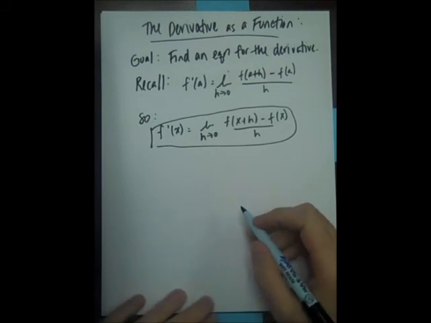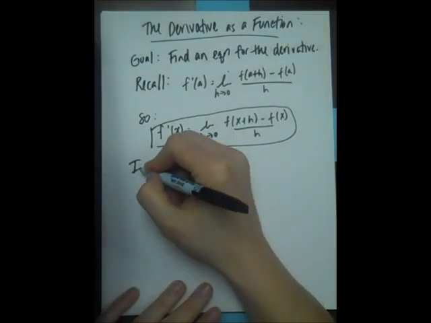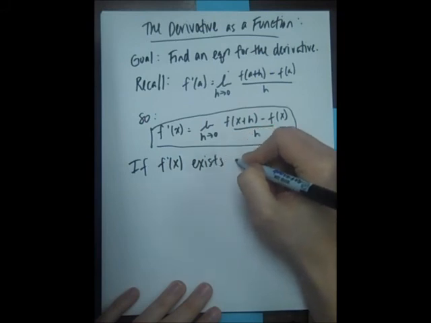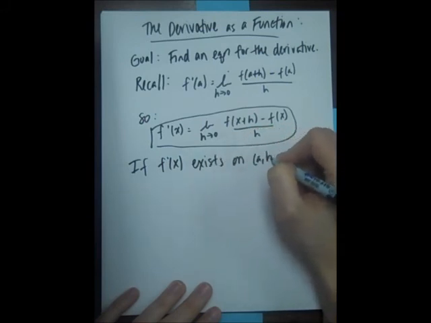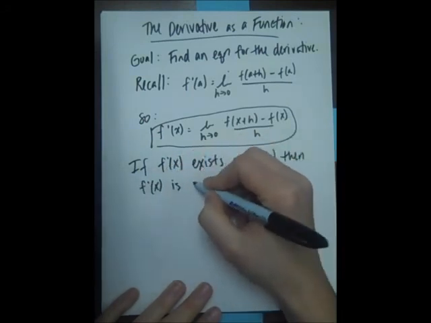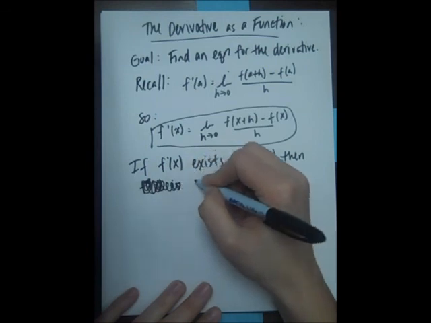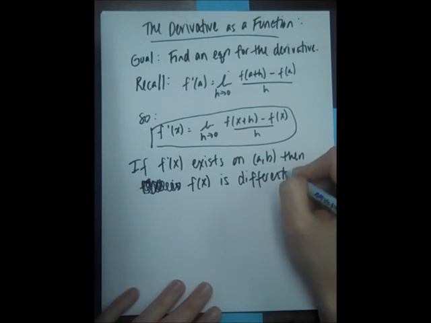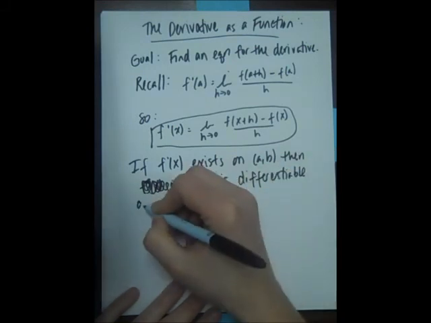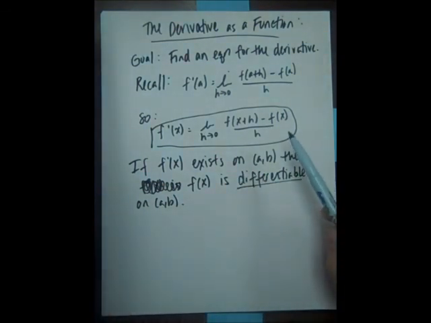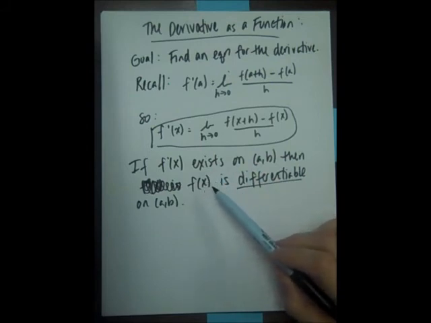If f prime exists, then we say it's differentiable. So if f prime of x exists on some interval, then f of x is differentiable on that interval. So to find the derivative, it's pretty much equivalent to saying that f prime exists and therefore f is differentiable.